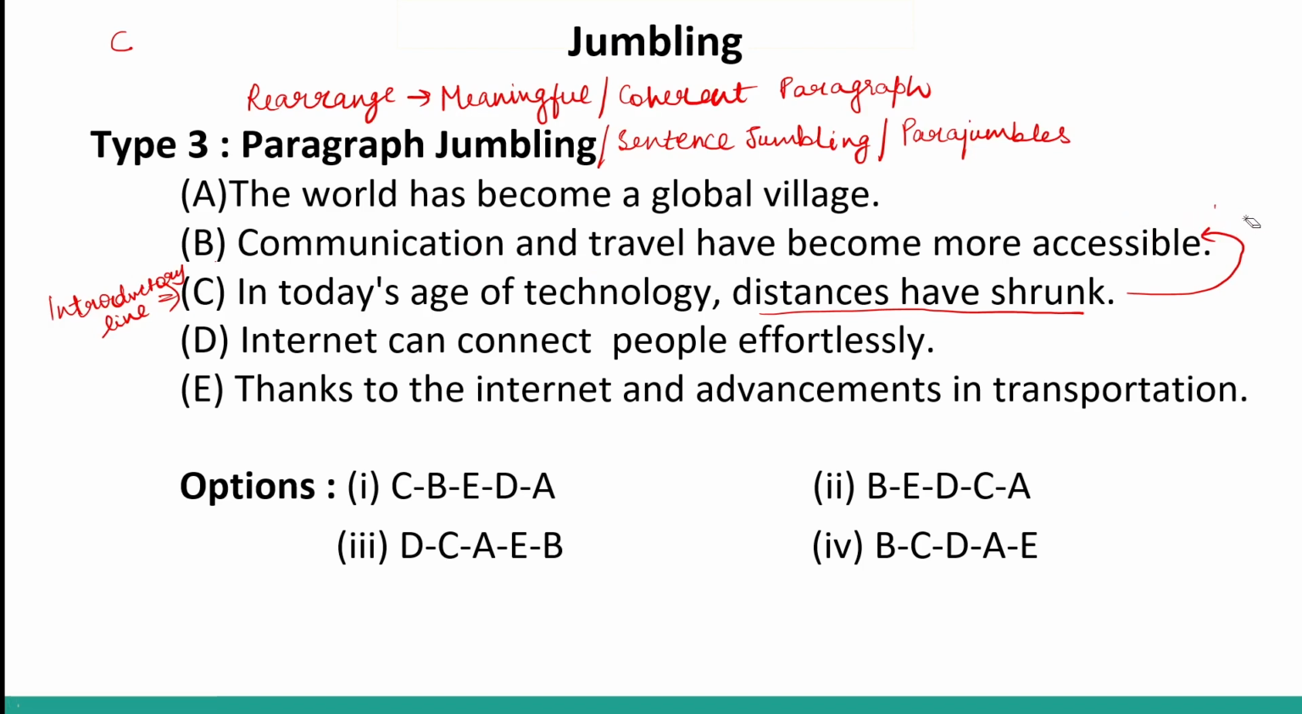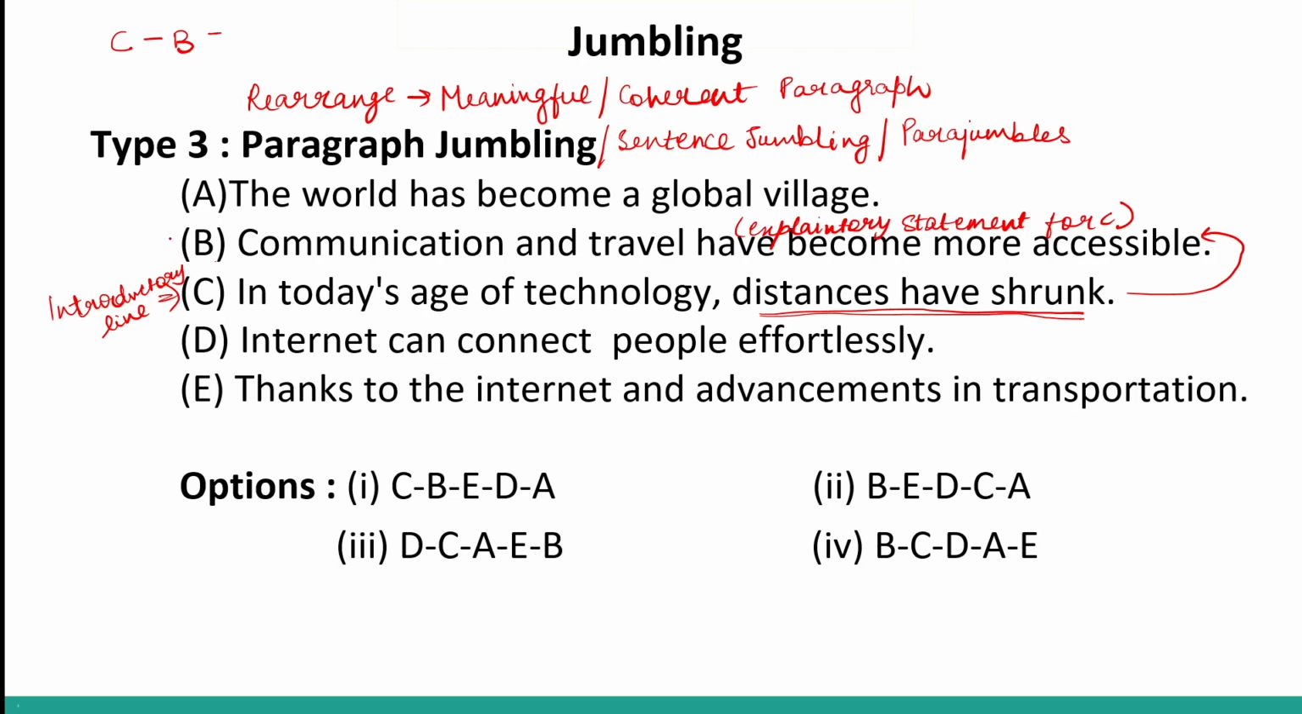Correct? I can write that B is an explanatory statement for C. Right? So after C we'll definitely get B. Why? Because in C we introduced an idea that distances have shrunk, and then we explained it through B.